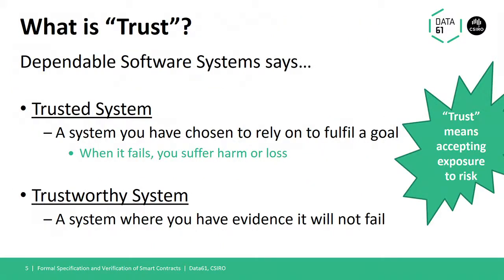So it brings me to talk about trust. There's a lot of talk about trust in and around blockchain-based systems, blockchains. Dependable Software Systems has a view on what trust is. A trusted system is one that you've placed your trust in. You've chosen to rely on it to achieve some goal. And when it fails, you suffer some kind of harm or loss. On the other hand, a trustworthy system is one where you have evidence that it's not going to fail. So here, trust means accepting exposure to risk.